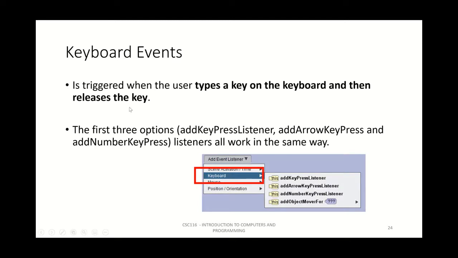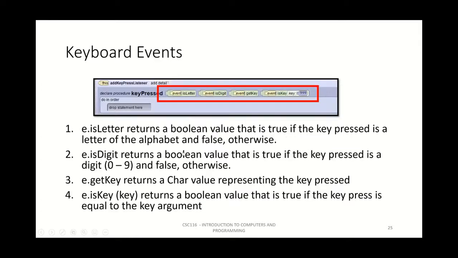The next event is the keyboard event. The keyboard event triggers when the user types a key on the keyboard and then releases the key. We have four options in the keyboard events. The first three, add key press listener, add arrow key press listener, and add number key press listener, actually work in the same way.